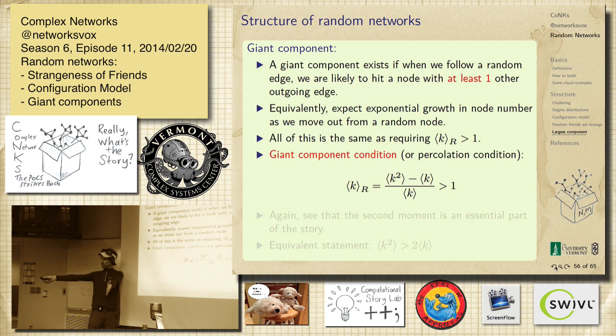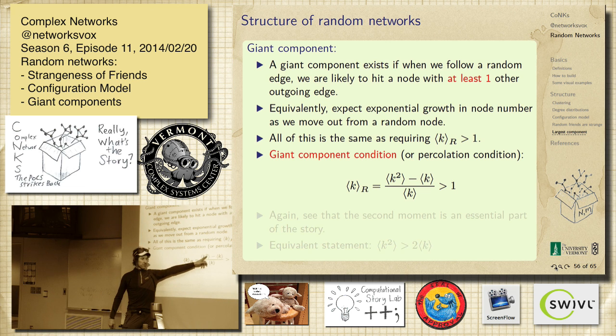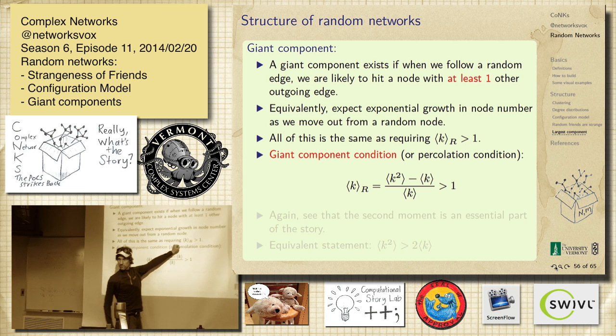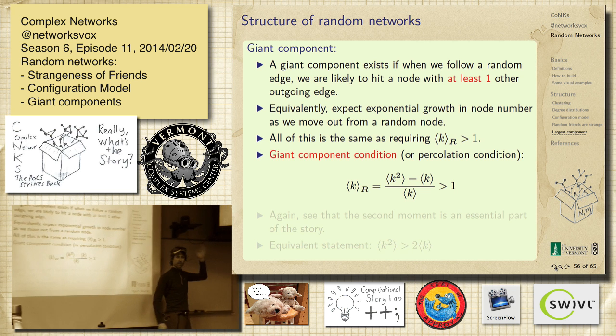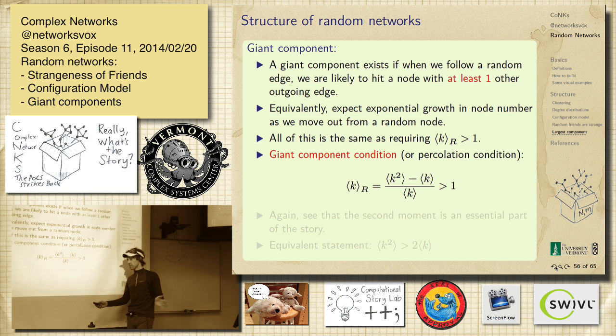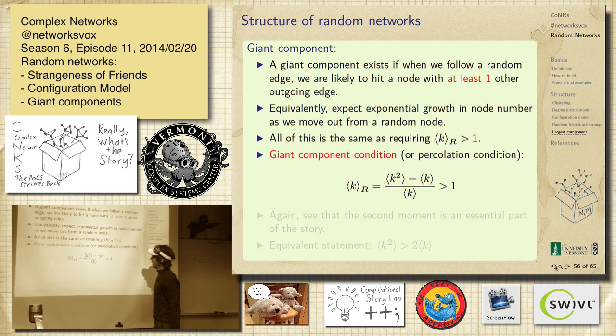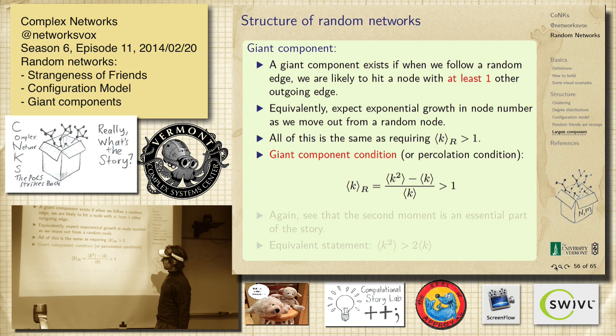You take your degree distribution, measure these two things, second moment, first moment, calculate this little piece. If it's greater than 1, there will be a giant component. So that's a nice achievement, right? I'll give you a more intuitive way to even get to that later on.